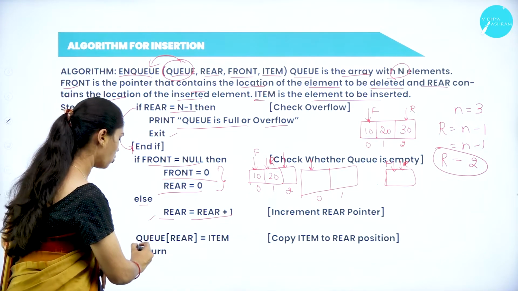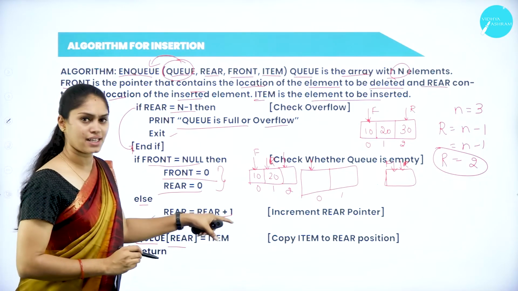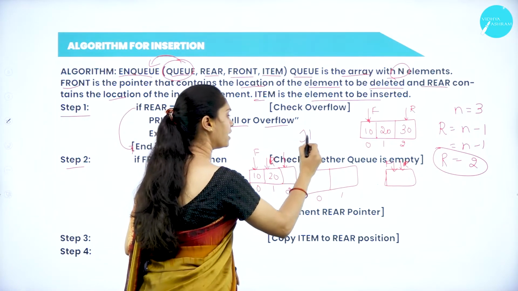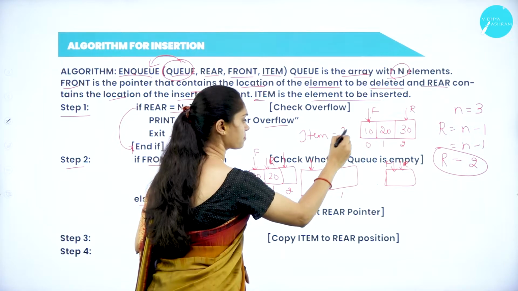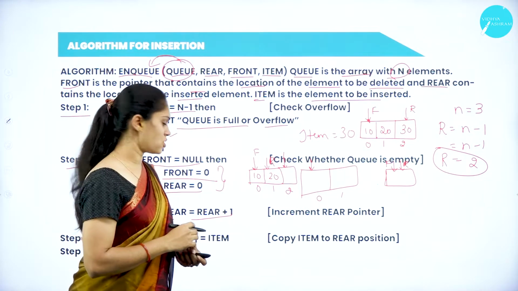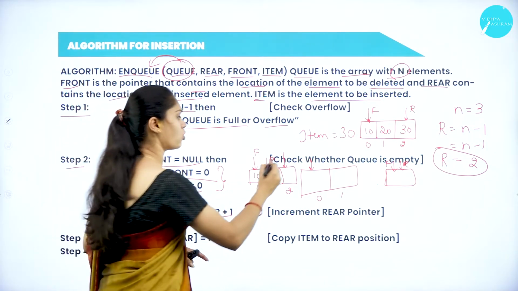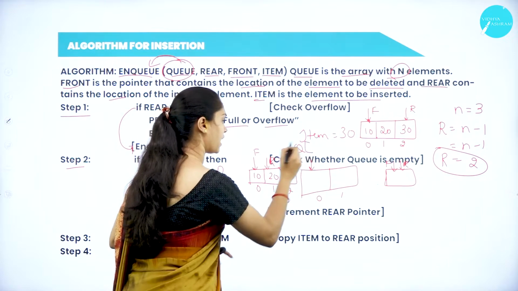Next, queue of rear is equal to item. I want to add an item called 30 into the queue. So now, what is queue of rear? What is the rear value right now?